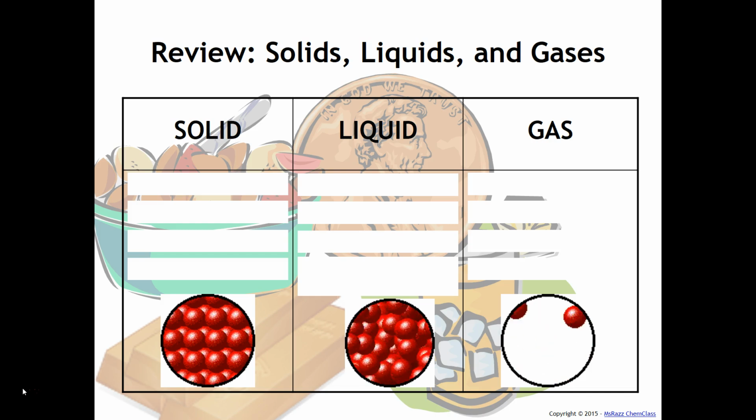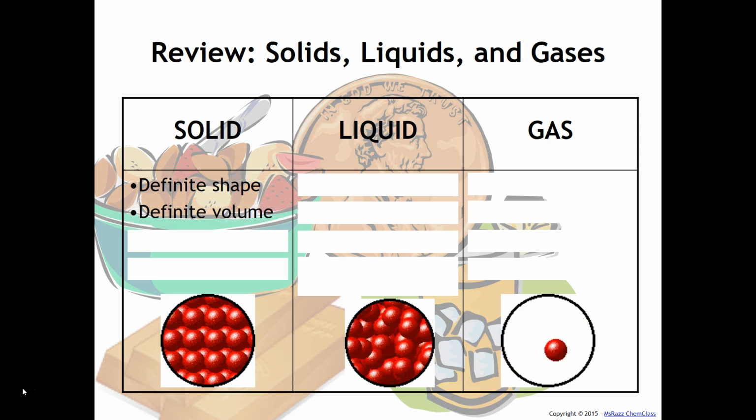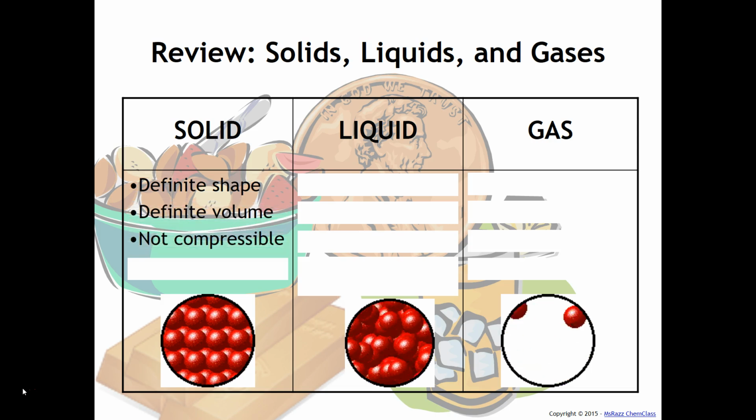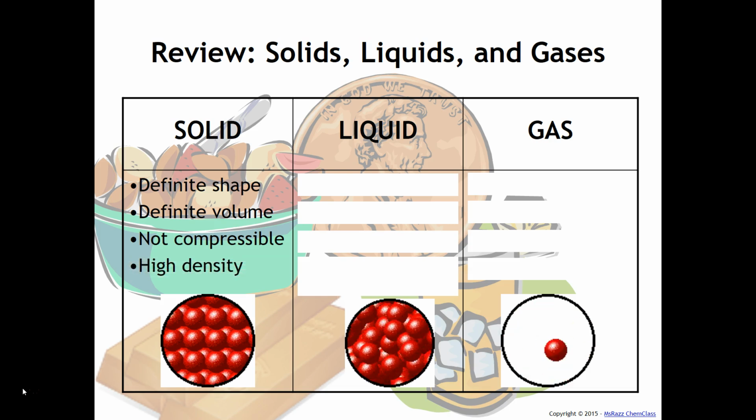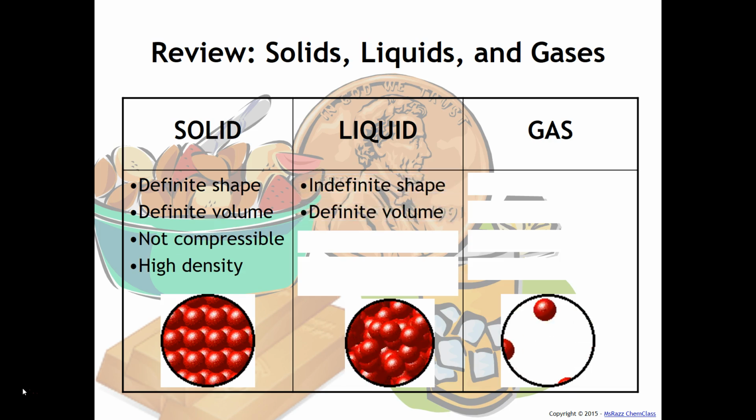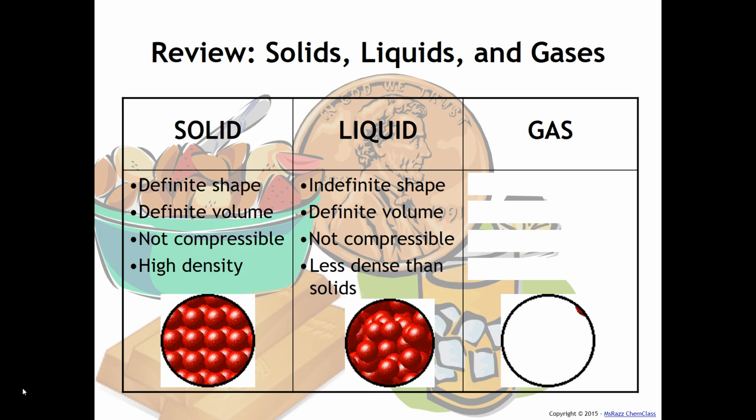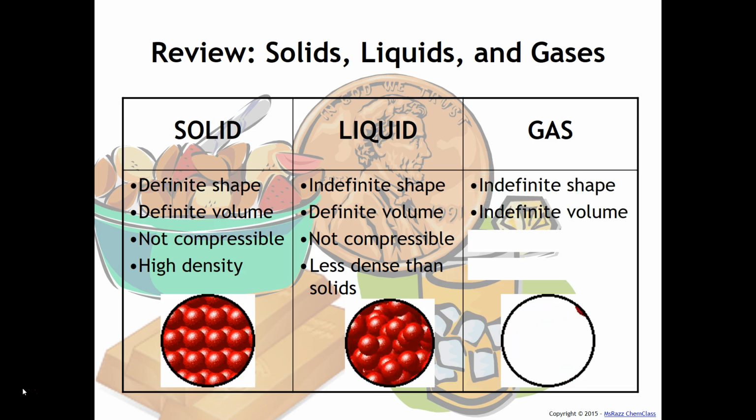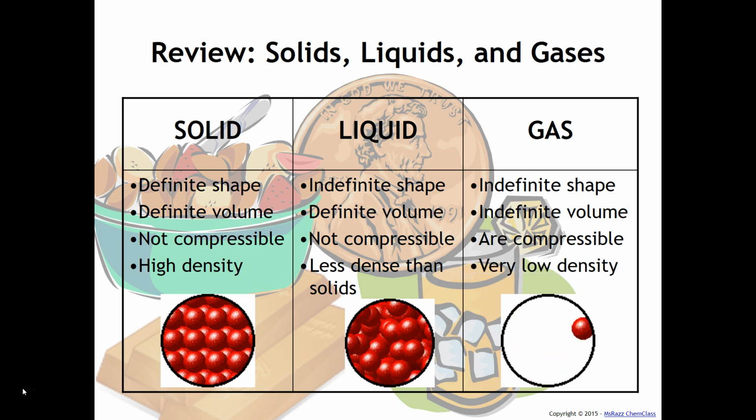Here's some more review. Solids have a definite shape, have a definite volume, are not compressible, and have a high density. Liquids have an indefinite shape, a definite volume, they're not compressible, and are less dense than solids. Finally, gases have an indefinite shape, an indefinite volume, are compressible, and have very low density.